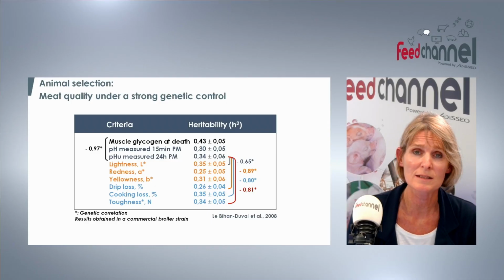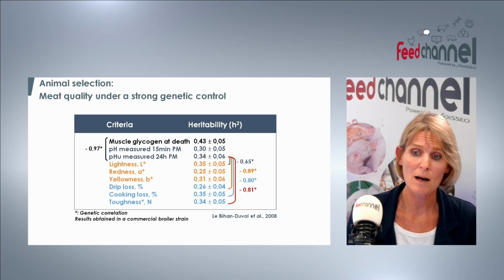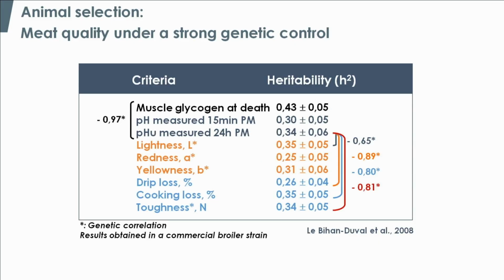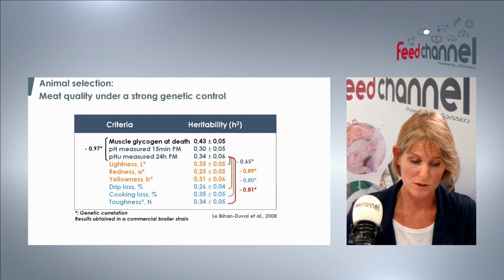Yes. So genetics, it is interesting to know that in broilers, most of the meat quality traits are under genetic control, and most of them are related to the ultimate pH of the meat. So for this reason, we have started a selection on these traits to look at the consequence for other meat quality traits, including drip loss and cooking loss, of course.